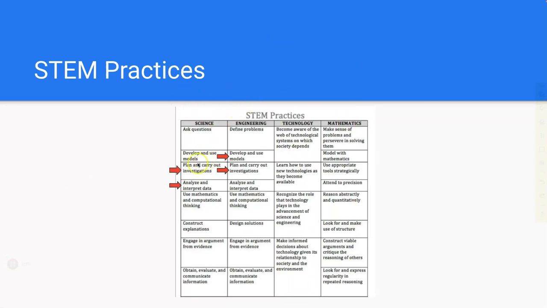STEM practices, obviously we were planning and carrying out investigations. We developed and used a model to try to see what the runoff is like, and then we also analyzed and interpreted data. Whereas we don't have quantitative data for this particular model or experiment, we do have qualitative. So, and that's perfectly fine as well.